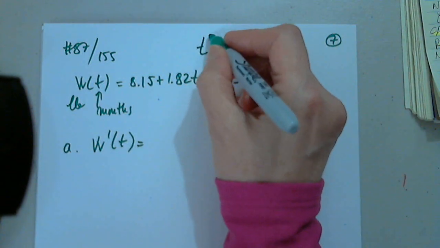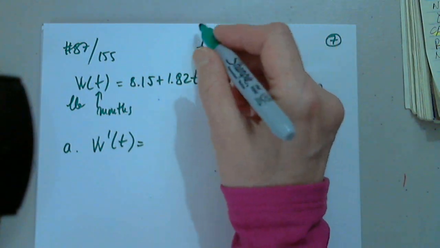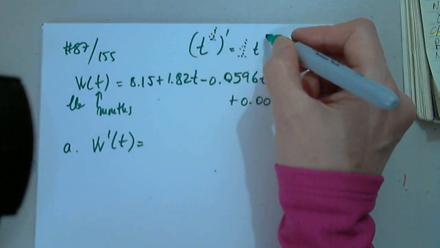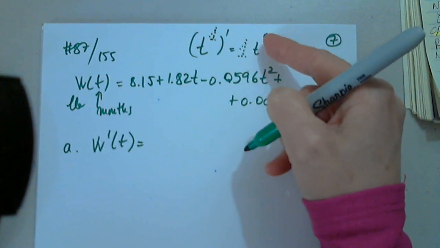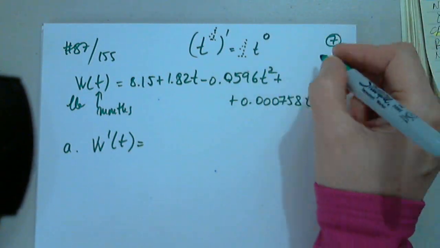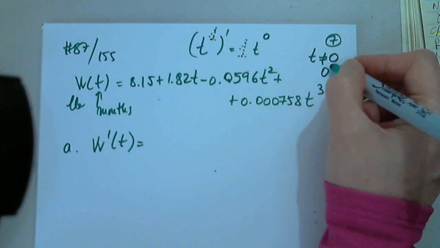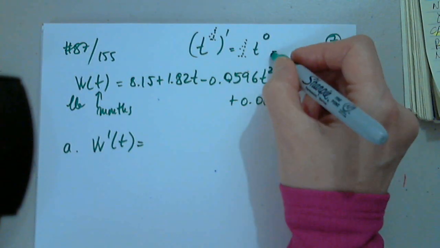What is the derivative of t? Remember, t has power 1. When we differentiate t, we bring down 1, and we subtract 1 from the power. How much is 1 minus 1? 0. Perfect. What is t raised to 0? And this is very important. Only when t does not equal 0. 0 raised to 0 is not 1. So the answer is 1.